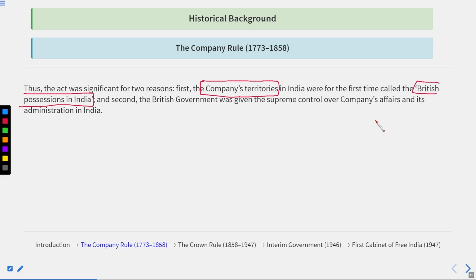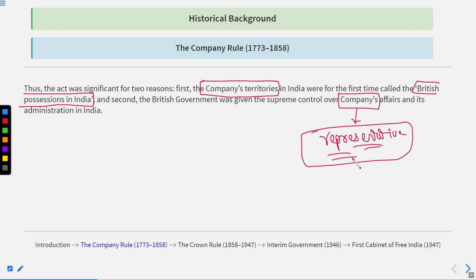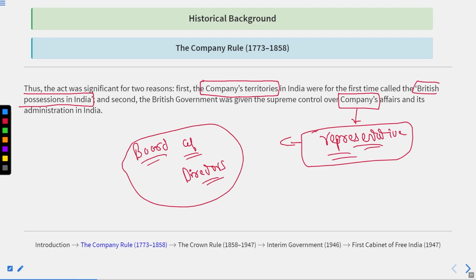All right. It means that the company now becomes the representative of British policies in India. But however, they were put under the supervision and the control of the Board of Directors. Got it? So keep this thing in your mind.